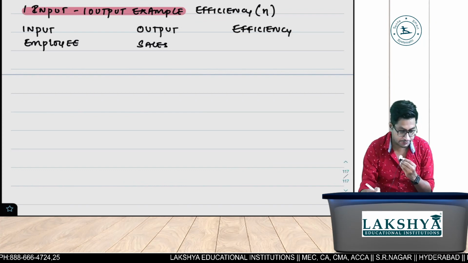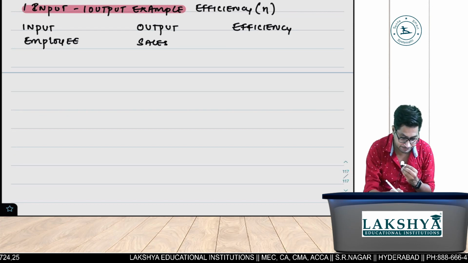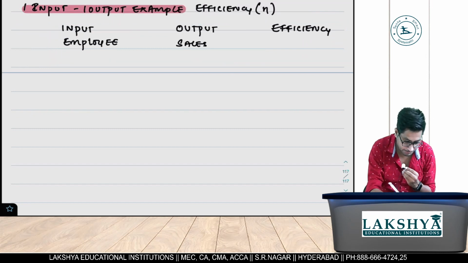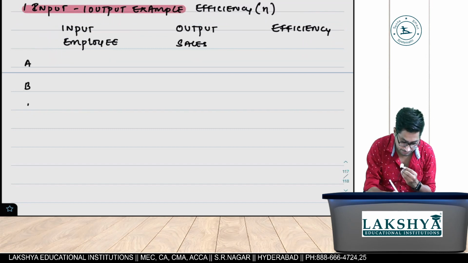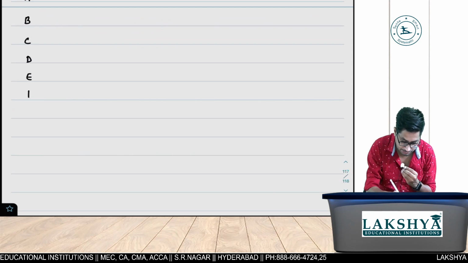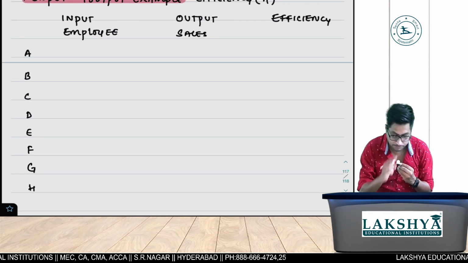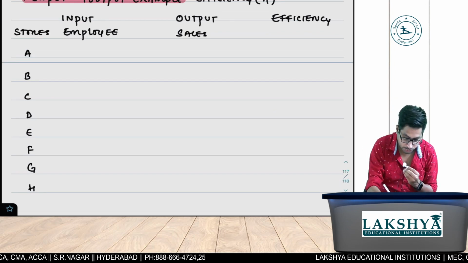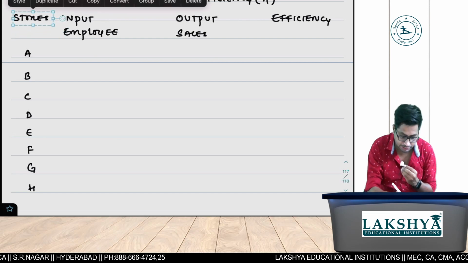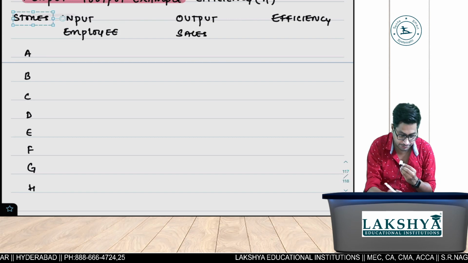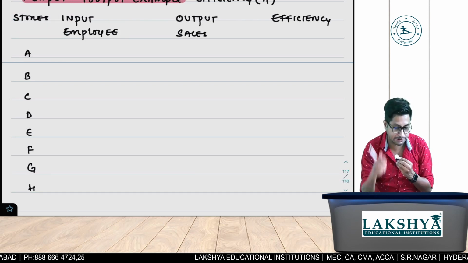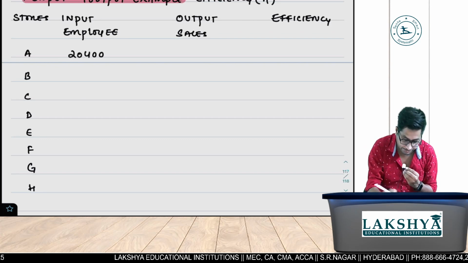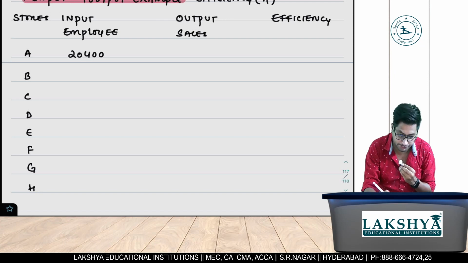Clear? Now first employee ka, how many employees are there? A till H. Employee, clear? A, B, C, D, E, F, G, H. How many stores I have? A, B, C, D, E, F, G, H. These are the stores what I have, right? Now first इसमें employees का कितना है? How many number of employees are there? 20,400. And what is the output of this 20,400?